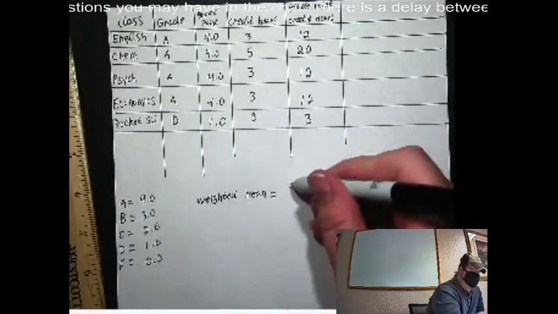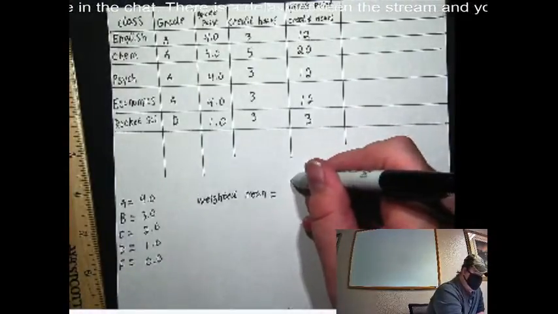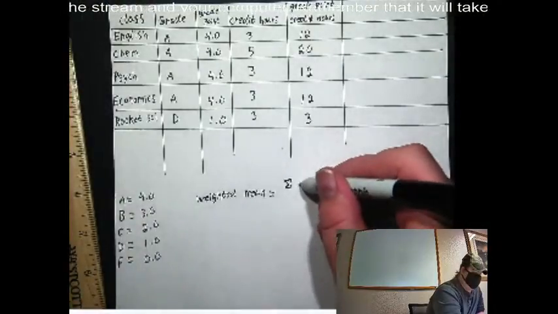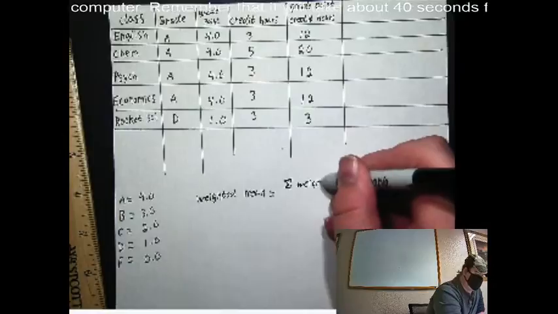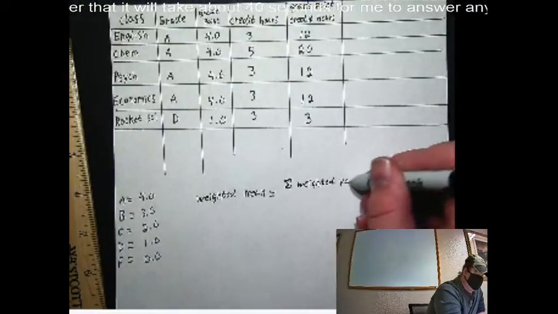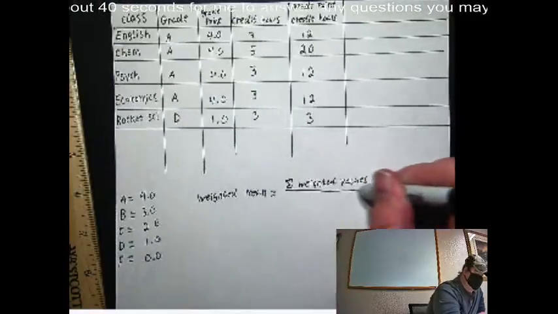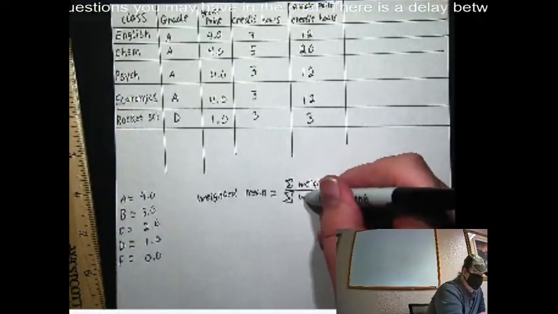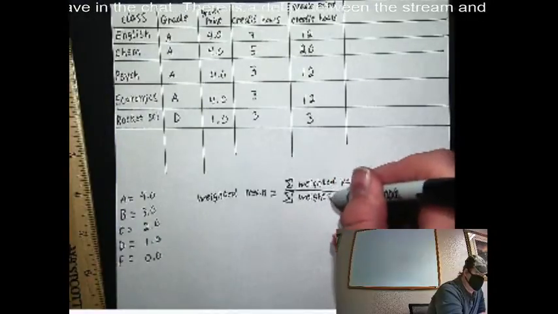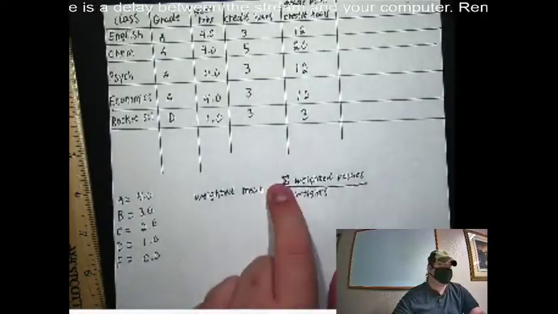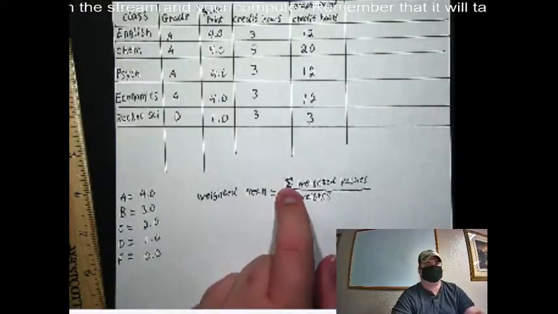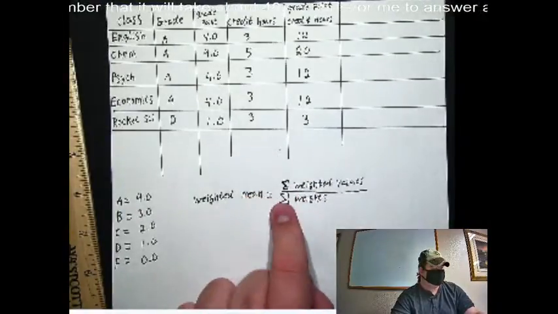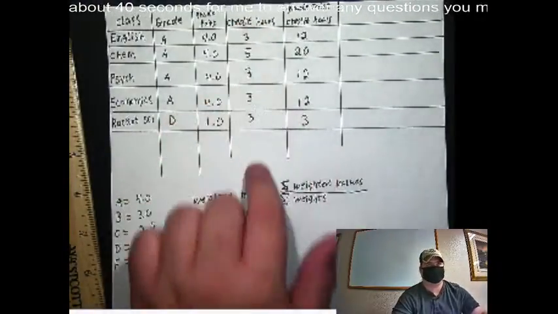The weighted mean equals the sum, that's a capital sigma for sum, the sum of our weighted values divided by the sum of our weights. Okay, so again, when you see sigma, it just means you're going to add everything in a particular column. So sigma for weighted values, we're just going to add all of our weighted values. Sigma for our weights, sum of our weights, we're just going to add all of our weights together.